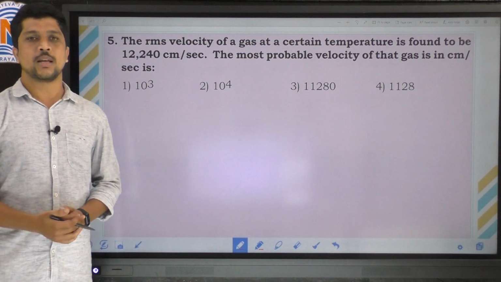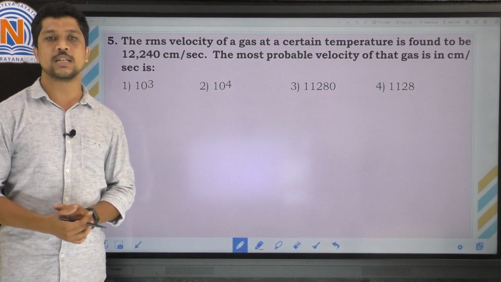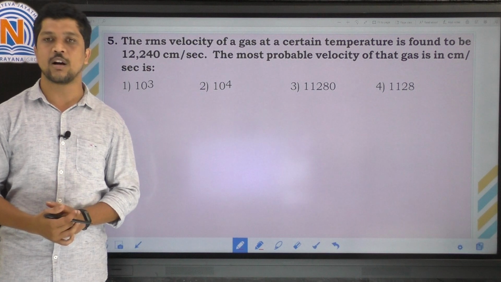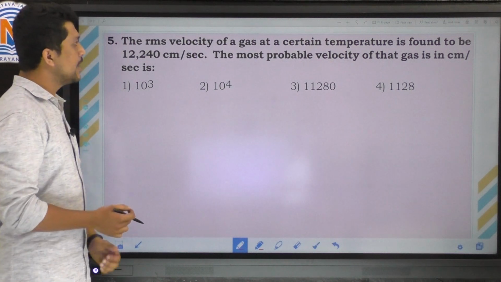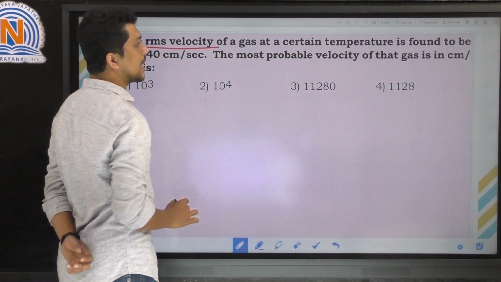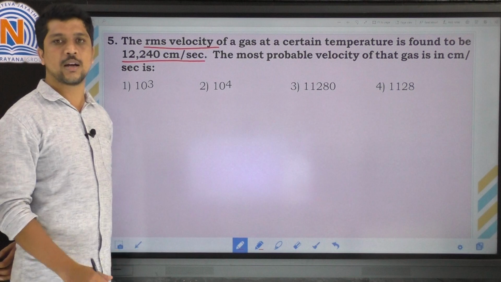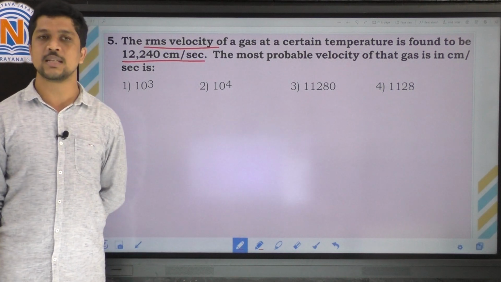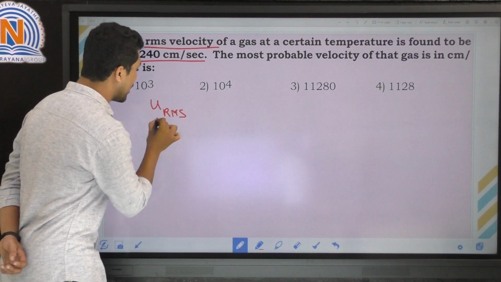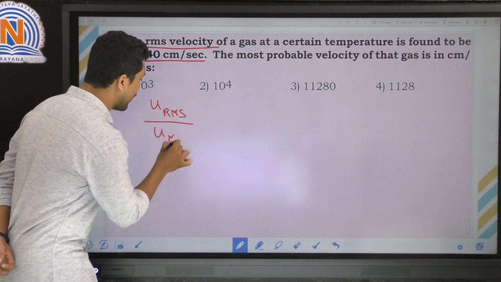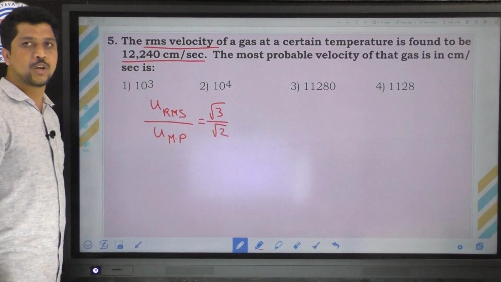Here the question: the RMS velocity of a gas at a certain temperature is found to be 12,240 centimeters per second. The most probable velocity of that gas in centimeters per second is? We need to find the most probable velocity. Just now we discussed URMS by UMP is equal to root 3 by root 2.